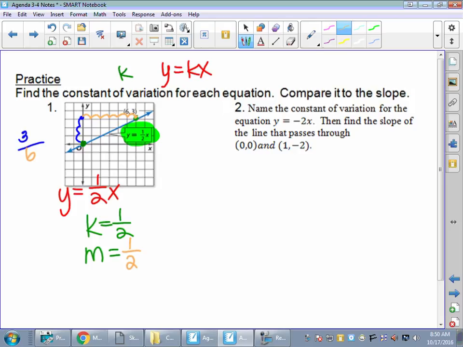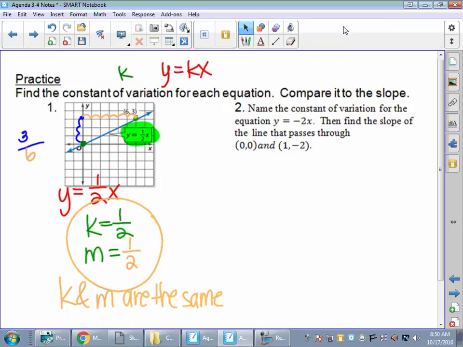Notice our k, constant of variation, and our m, slope, are always the same. k and m are the same. I'm going to put a little star by that. I think that's kind of an important fact.